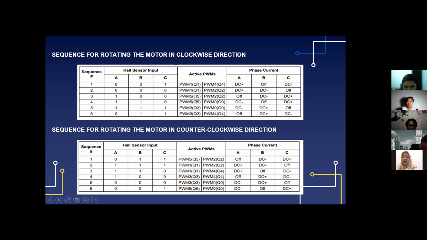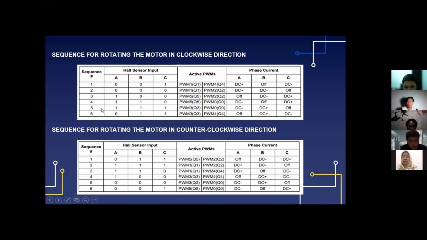The active PWM signals are Q5 and Q2, and phase current A is off, phase current B is negative, and phase current C is positive. The fourth sequence is Hall sensor inputs A and B detecting the north pole, and C detecting the south pole. The active PWM is Q5 and Q0, and the phase currents are A negative, B off, and C positive.